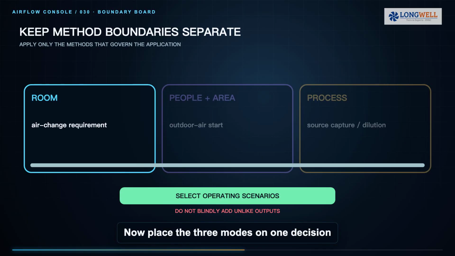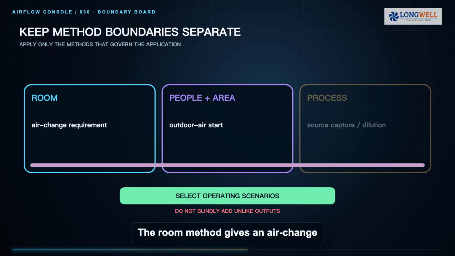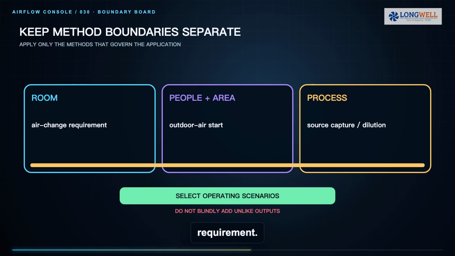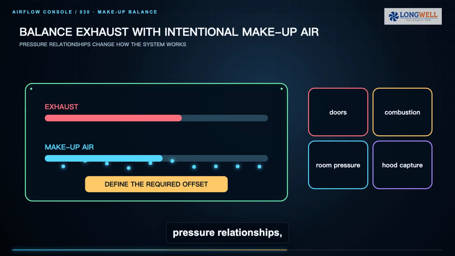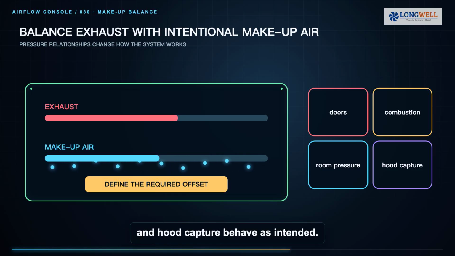Now place the three modes on one decision board. The room method gives an air change requirement. The people and area method gives an outdoor air starting quantity. The process method gives source capture or dilution exhaust. Apply the methods that actually govern your application, keep their boundaries separate, and select the required operating scenarios. Do not blindly add supply and exhaust values as if both were independent clean air deliveries. Also provide makeup air for exhaust so doors, combustion equipment, pressure relationships, and hood capture behave as intended.